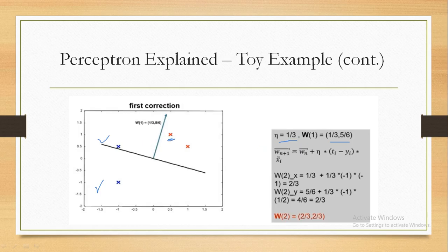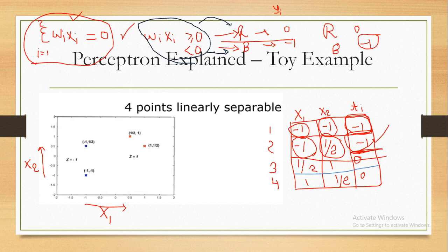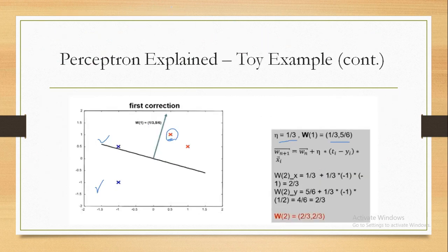So now let's work on this point. What is the feature value for this point? Feature value is actually 1/2, 1. So let me just apply Wixi. So 1/2 is the first feature value, and 1 is the second feature value. Now what's the W value? That is actually 1/3 multiplied by, like here we have 5/6. So I do not have to worry.